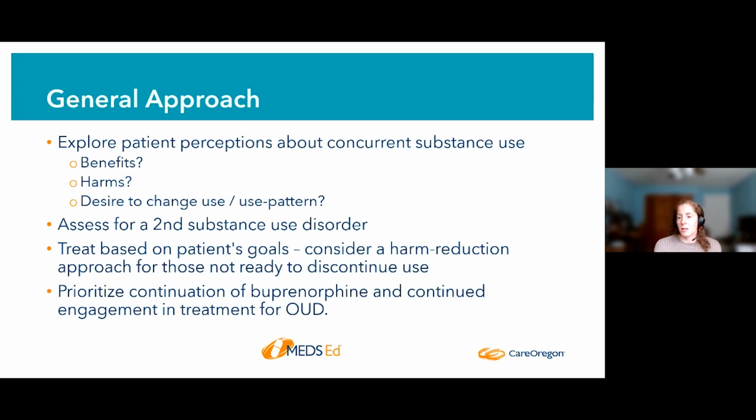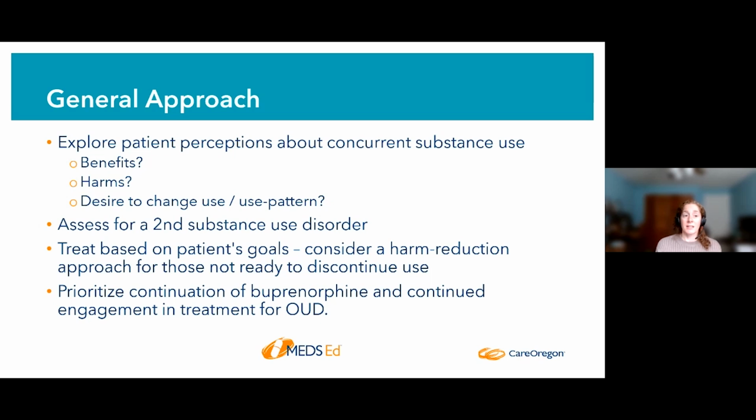So I want to wrap up this section by reviewing my general approach. What's my framework for working with patients who use multiple substances, which has really become the rule rather than the exception? I think it's very important to start by exploring patient perceptions about concurrent substance use. Are there benefits they get out of using that substance? What are the perceived benefits? What about any perceived harms? Have they noticed any negative impacts of using that second substance? And do they have any desire to change the use of that substance or the use patterns?